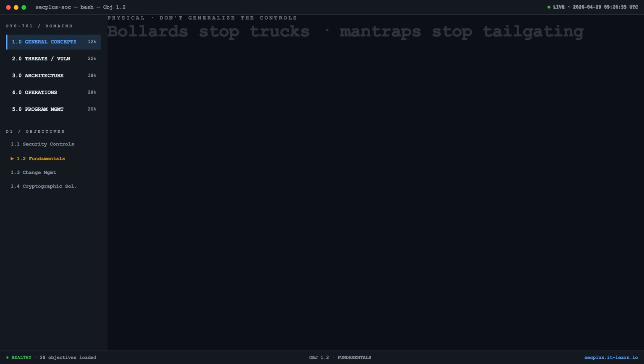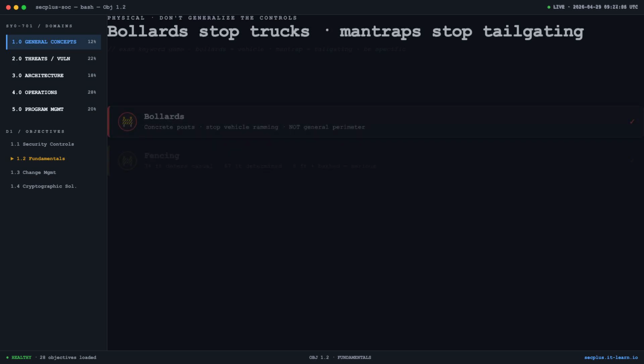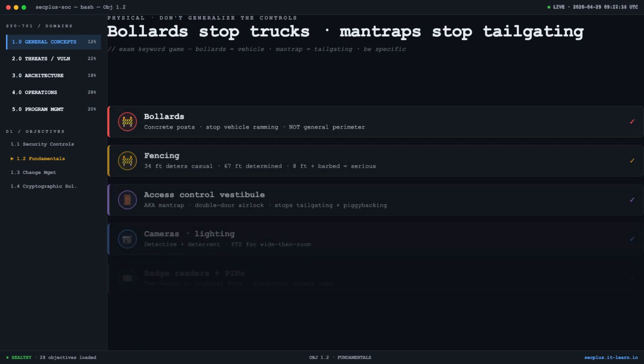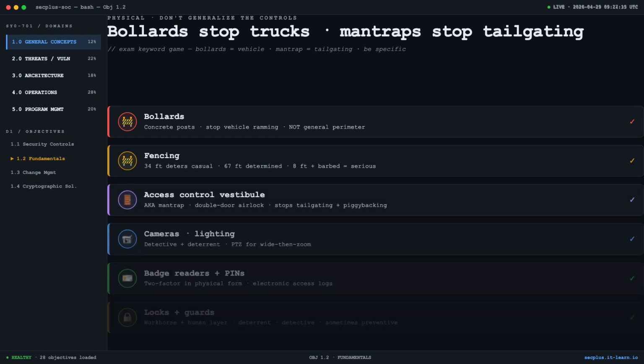Access control vestibule, also called a mantrap, is the double-door airlock that ensures only one person passes at a time. The countermeasure to tailgating. Tailgating is when an unauthorized person follows an authorized person through a secure door without using their own credentials, sometimes called piggybacking. The mantrap closes that gap.